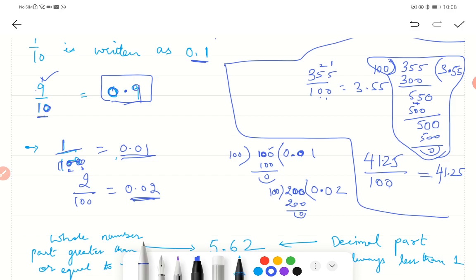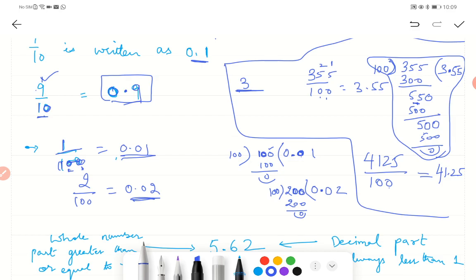So 1000 has 3 zeros. So you will place the point after 3 digits. You need to count it from right to left. If you don't have 3 digits, you will place a 0, and you will show it. You will place 0 and you will put a point. Alright. So let me do this for your 1001 problem. Okay, if you have any doubts, we can discuss in our Zoom meeting. No need to worry about it.